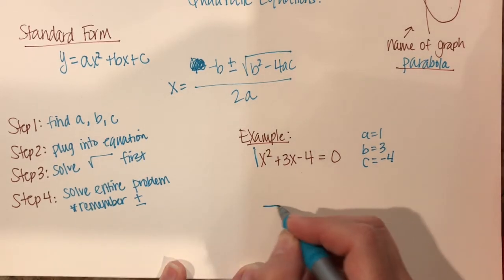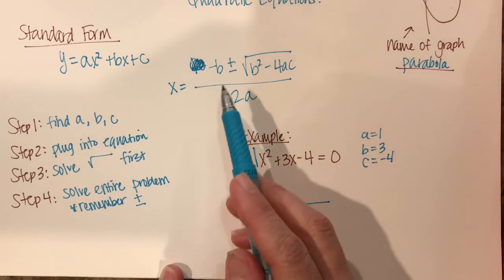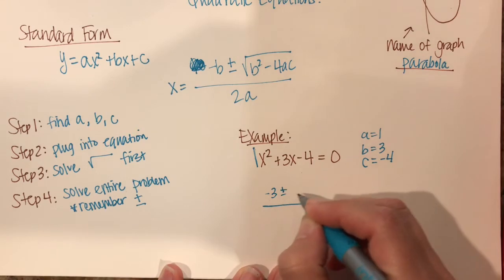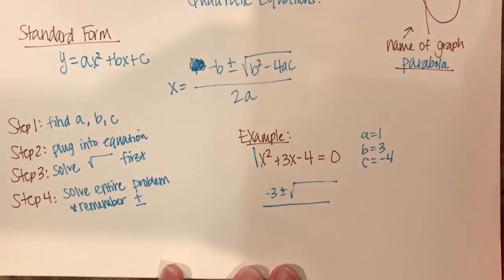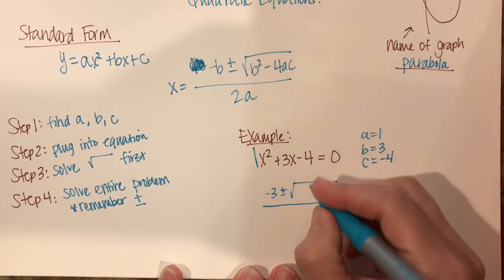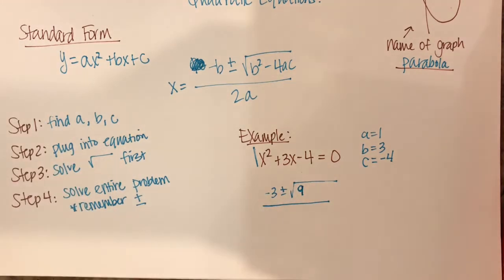I honestly kind of think of that song in my head. It all starts with negative b. So negative b would be negative 3 plus or minus square root b squared. So we're still talking about the number 3. 3 squared is not 6. Remember, 3 squared means 3 times 3. That's 9.